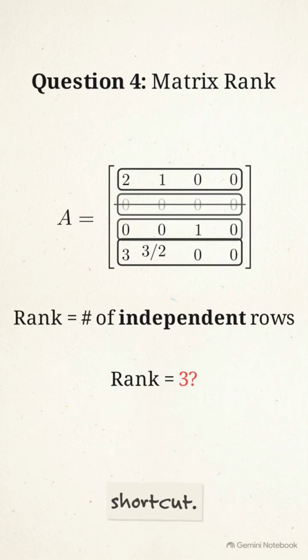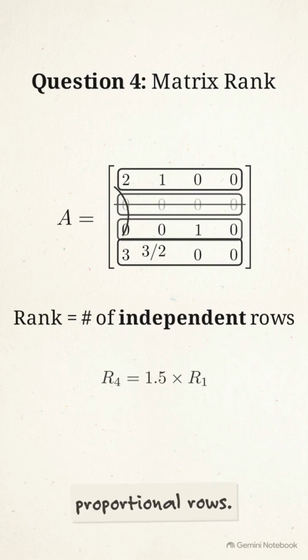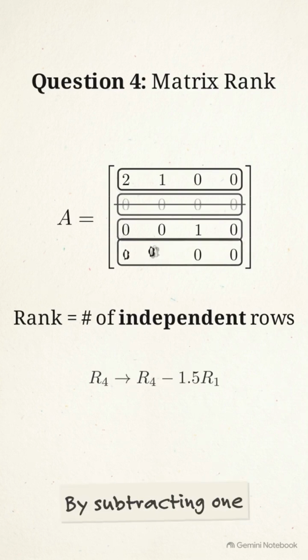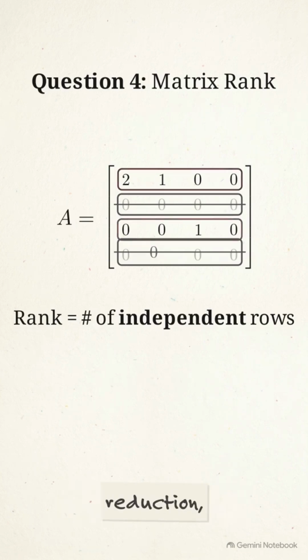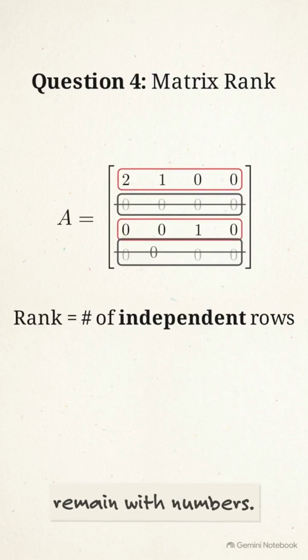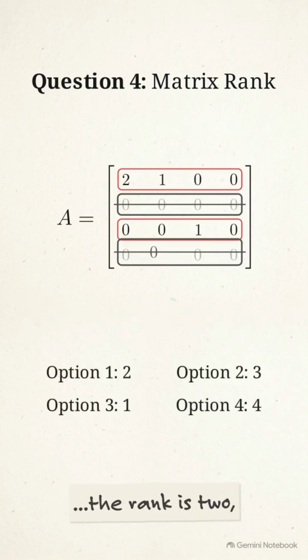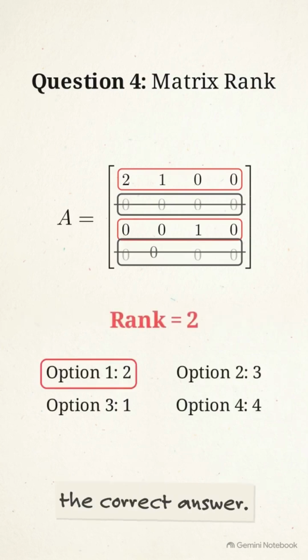Here is the shortcut. Check for proportional rows. Look closely. Row 4 is exactly 1.5 times row 1. Because it's a multiple, it's not independent. Subtracting 1.5 times row 1 from row 4 instantly turns it into all zeros. Count the surviving rows. After this shortcut reduction, exactly 2 rows remain with numbers. And with exactly 2 non-zero rows remaining, the rank is 2, making option 1 the correct answer.